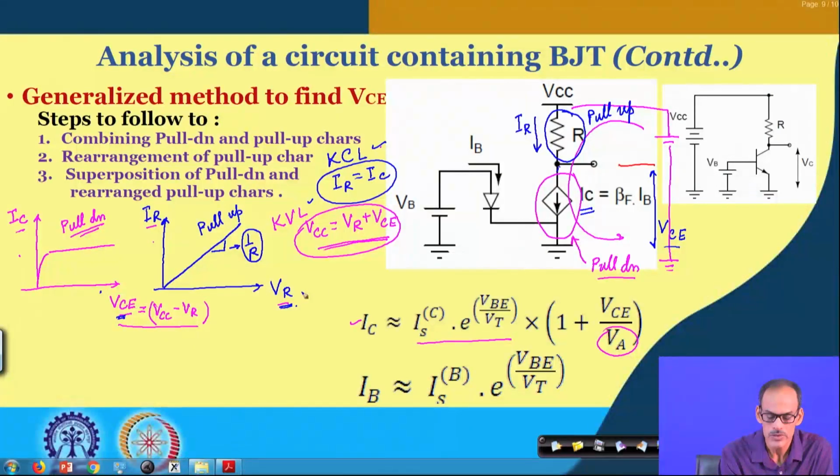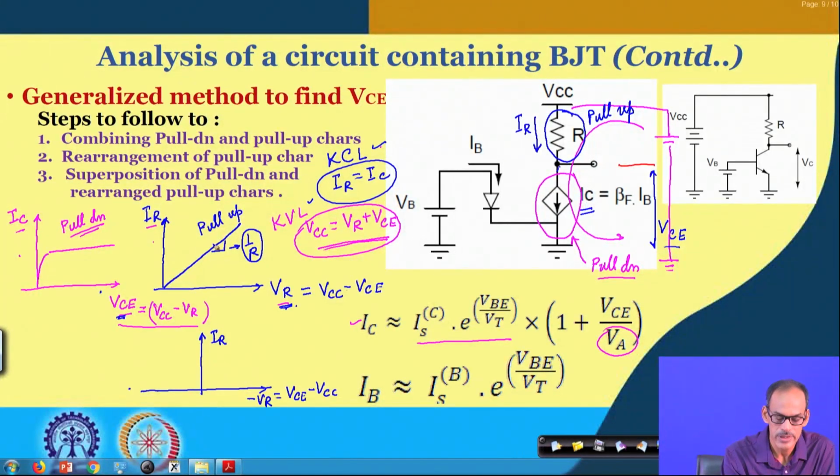So, we will retain this one. Then let me write VR in terms of VCE, namely VR equals VCC minus VCE. Now, to get this VCE for this axis, since it has a minus sign, the first thing we can do is plot this IR versus minus VR, so that we can get rid of this minus sign. So, once we plot this IR versus minus VR, which is now VCE minus VCC, then of course this characteristic, instead of being in the first quadrant, will get shifted to the second quadrant.